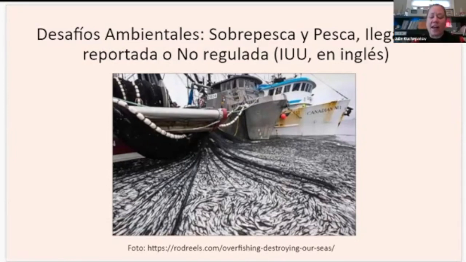It concerns all aspects and stages of the capture and utilization of fish, and it may sometimes be associated with organized crime.